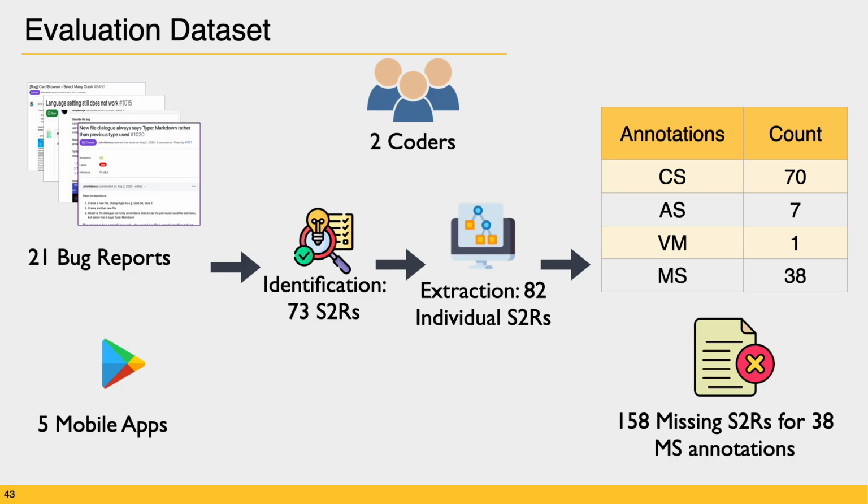In the end, we ended up with 70 correct steps, 7 ambiguous steps, 1 vocabulary mismatch, and 38 missing step annotations. Missing step annotations are applied to those steps to reproduce that require filling missing interactions. We identified 158 missing S2Rs in our dataset.